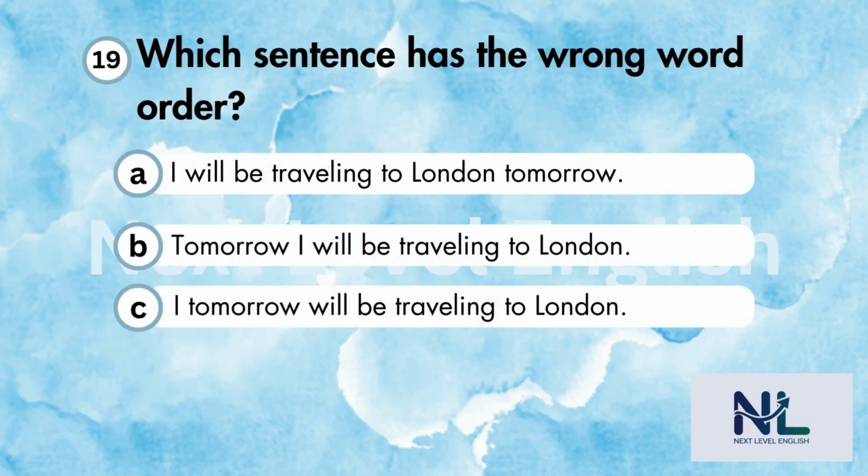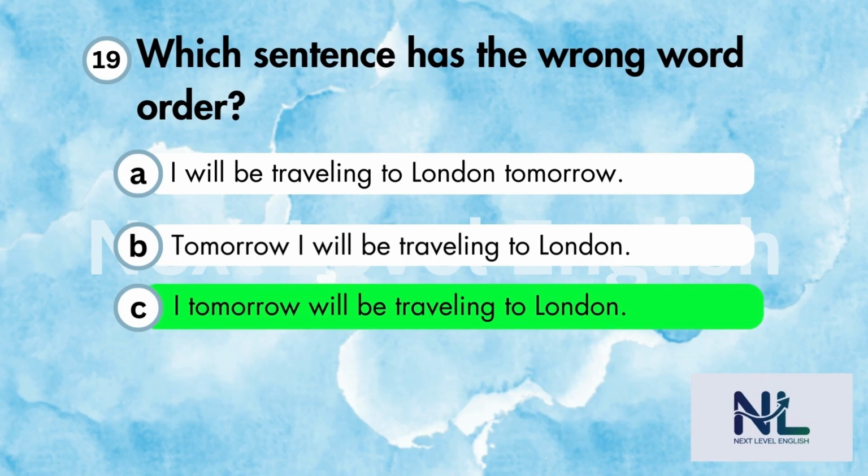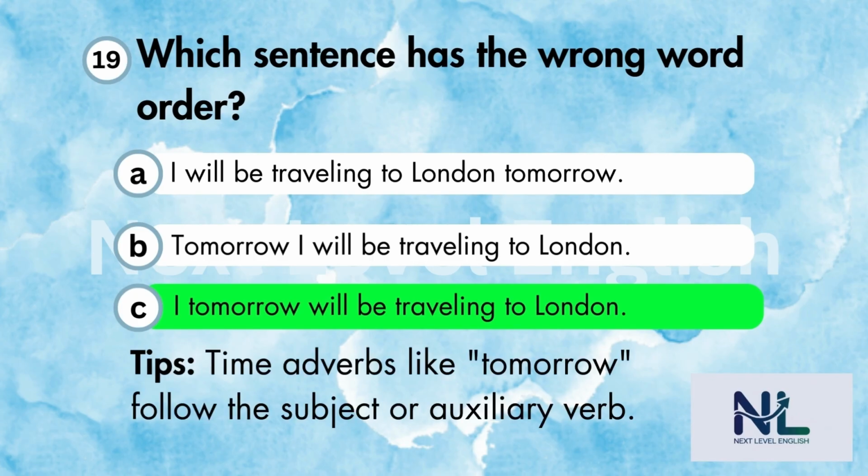19. Which sentence has the wrong word order? I tomorrow will be traveling to London. Tips: time adverbs like tomorrow follow the subject or auxiliary verb.